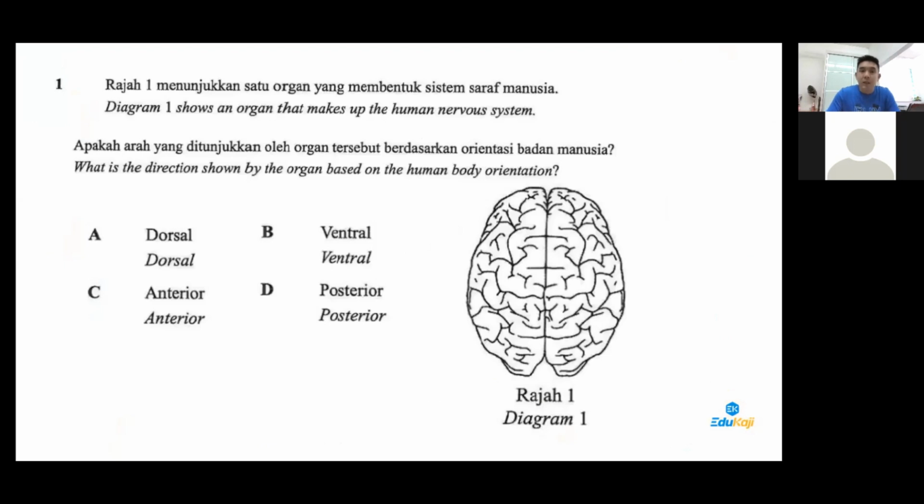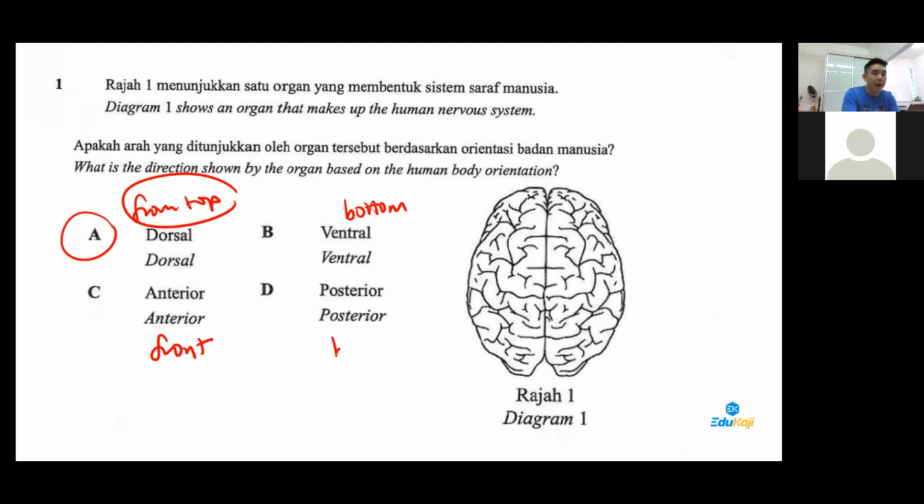So question 1 here, they are asking something from Bab 1 Form 4 itself. So these are the directions, and guys, this is considered an easy question. From the top, we call it dorsal. From the bottom, ventral. Guys, front anterior, back posterior. If you find this helpful, you can copy. Okay, dorsal, from the bottom ventral, front anterior, back posterior.